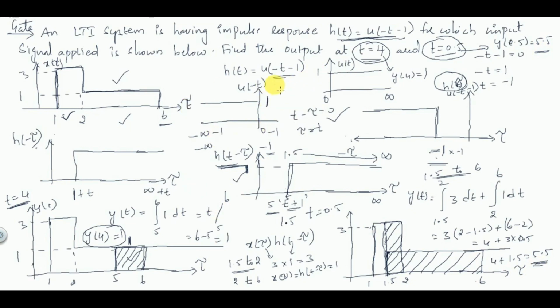Okay. So this is how we can solve the values. If they ask you to find the output, you can find the output. Like in the previous video, I have solved that one question. And if you are asked to find the value of output at two different instances, you can find it like this. Okay, so this is about graphical convolution.